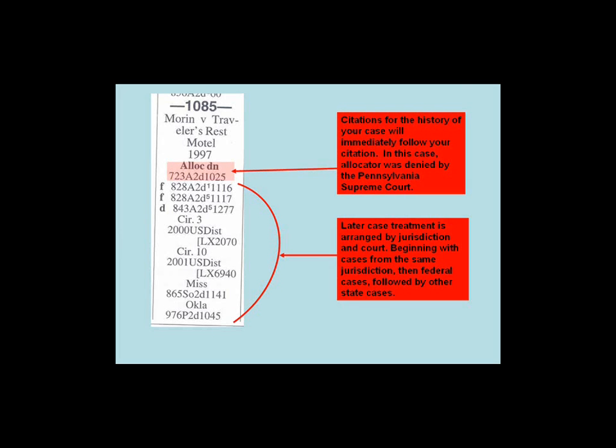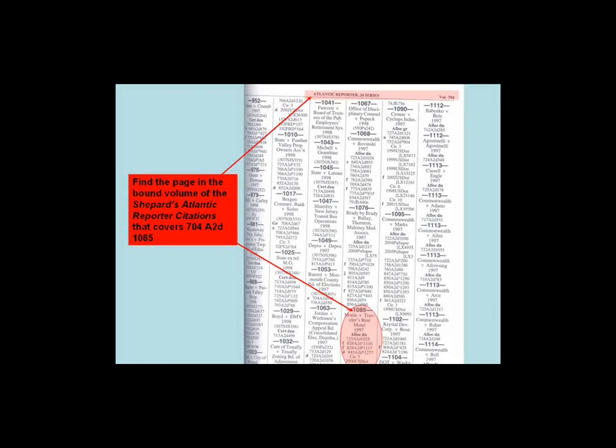Case history will follow immediately after the citation to the case. So in this instance, the Pennsylvania Supreme Court has denied allocatur. Citing cases will follow the history arranged by jurisdiction.